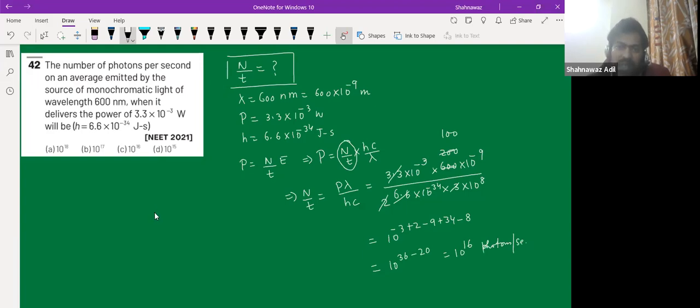So this is the answer. Is it clear? And this has been asked recently. But this was a very simple question, and yeah, so we didn't need to use any calculator as well. So is it clear to you? Yes. Yeah, please note it down and then we'll go to the next.